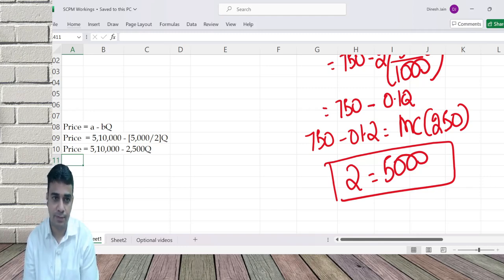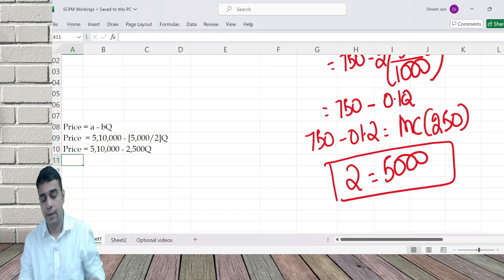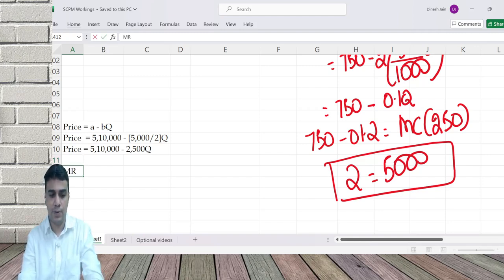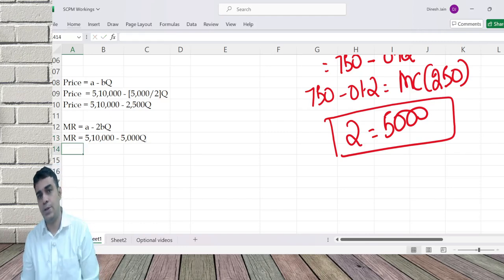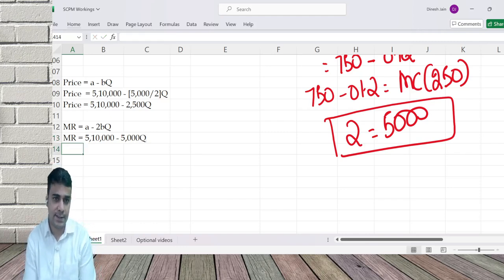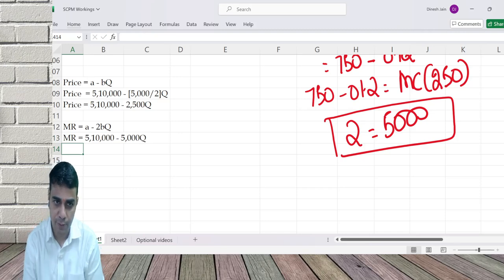Any doubts on this? Then MR equal to A minus 2BQ. Whatever is the price, just multiply with 2. MR equal to 5,10,000 minus 5,000 Q. Ideally, the question can come from here. If it gets tested, it will be a fairly simple thing to do. 510 minus 5,000 Q.